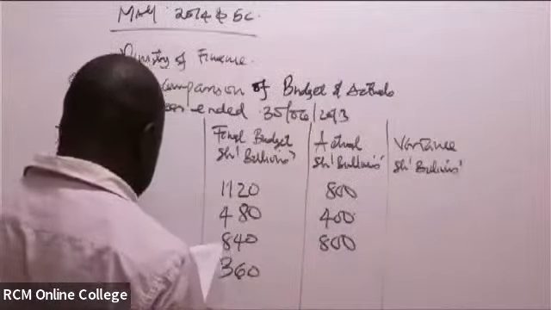Then we have disposal of an asset. They were anticipating from the disposal of the assets, they likely end up having to get 760 billion, but they actually got 800 billion. Then you have the very final item under receipts.